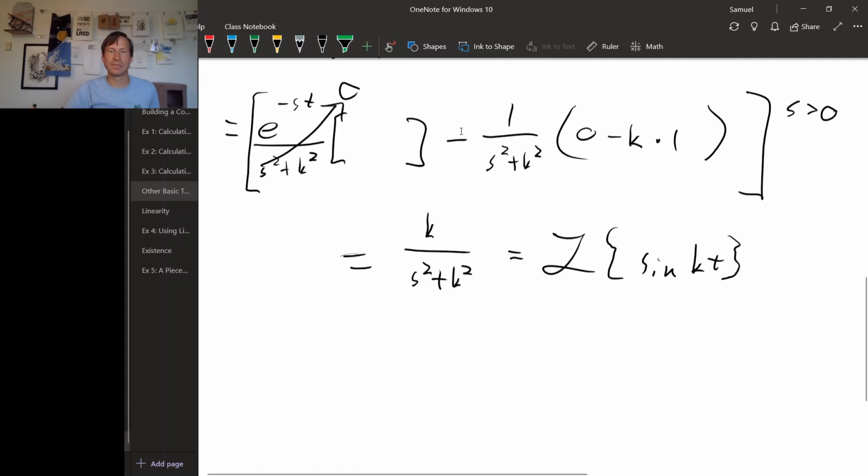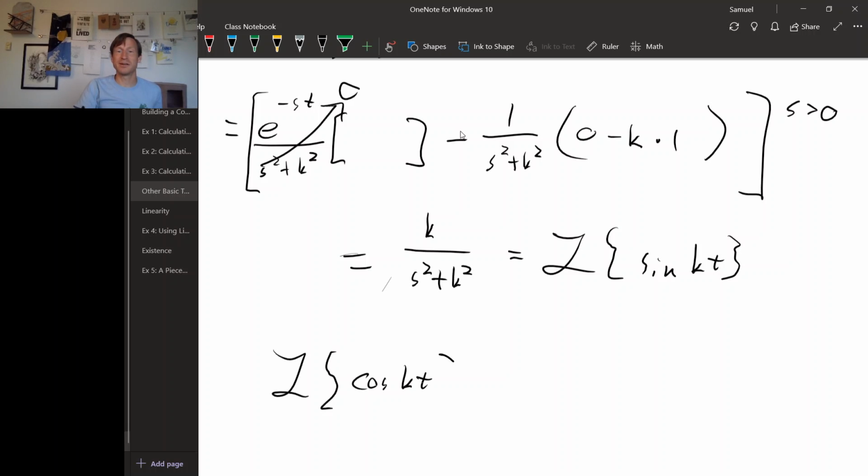All right. It's worth looking up or working out the Laplace transform of cosine kt. Of course, that's going to be another common one, but I'll let you work that one out for yourself.